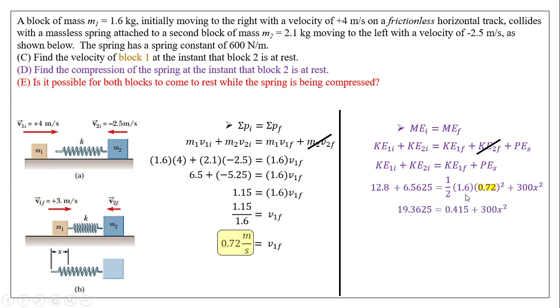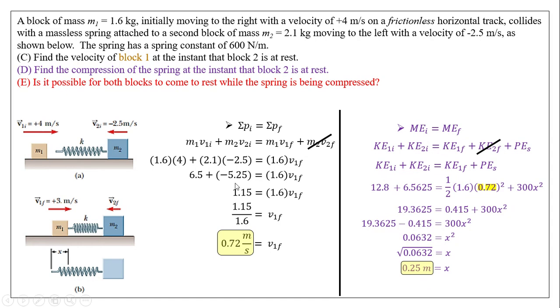If you simplify this, the left side comes out to be about 19.3625, and then 1/2 times 1.6 times 0.72 squared comes out to be about 0.415. To get 300x squared by itself, subtract this value from both sides. So 19.3625 minus 0.415, and then to get x squared by itself, as we did in the previous parts, divide both sides by 300. If you take the difference and divide it by 300, you get about 0.0632, and then you square root that, and we're done. The answer for part D is about 0.25 meters, and that's that.